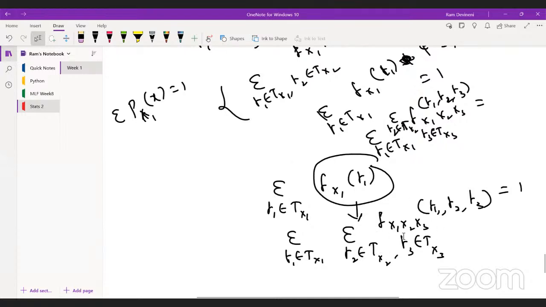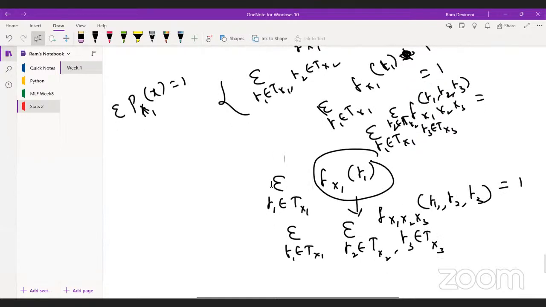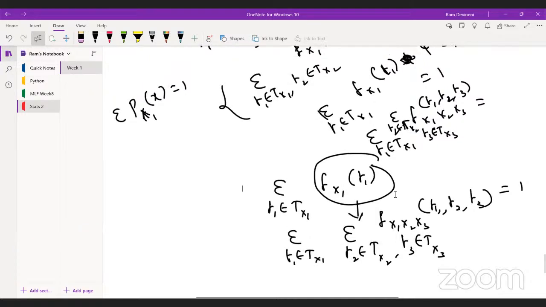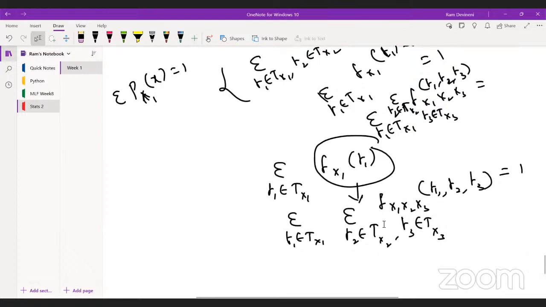It's sort of like if we say that x1 is given, conditional on x1 being t1, the joint probability of t2 and t3, given that. No, this is not exactly conditional. It is summation over all the cases where x1 is equal to t1. You are summing over all the possible values of t2 and t3, where x1 is t1.